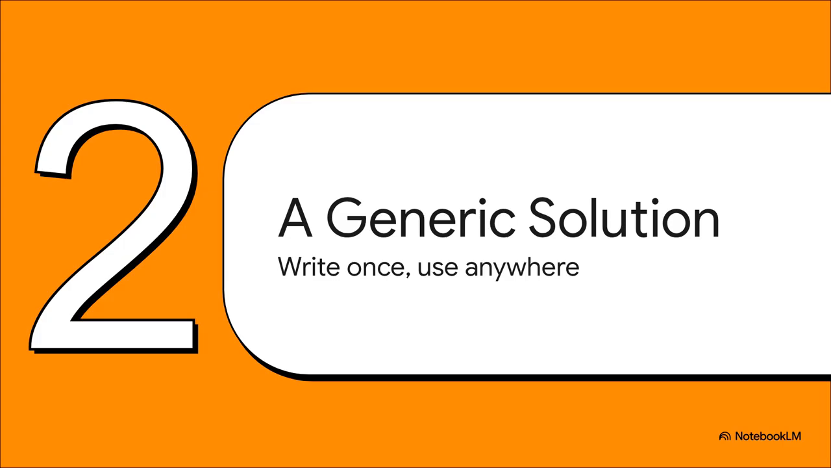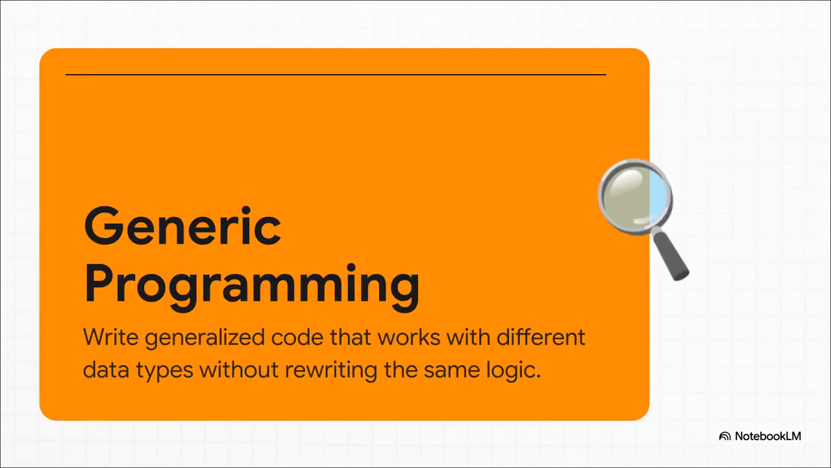Okay, so the big question is, how do we get from that cluttered before state to that beautiful, clean after? Well, the answer isn't some complex trick. It's actually a really powerful programming philosophy, the idea of writing generic code. This core idea is called generic programming, and really, it's pretty simple when you break it down. Instead of writing your code for one specific data type, like an int or a string, you write generalized code that can work with any data type. You just define the logic once, and you let the compiler do all the heavy lifting for you.